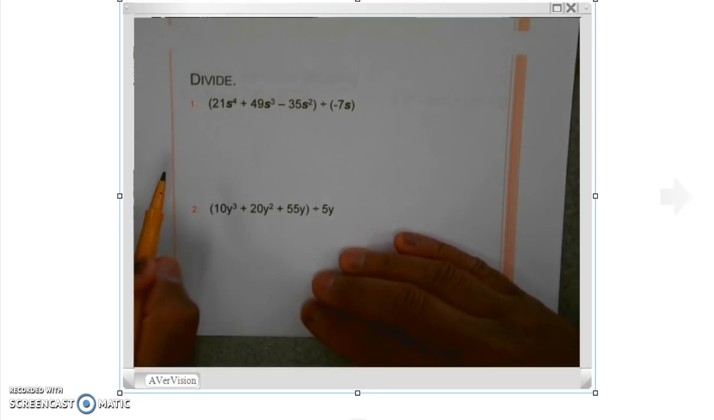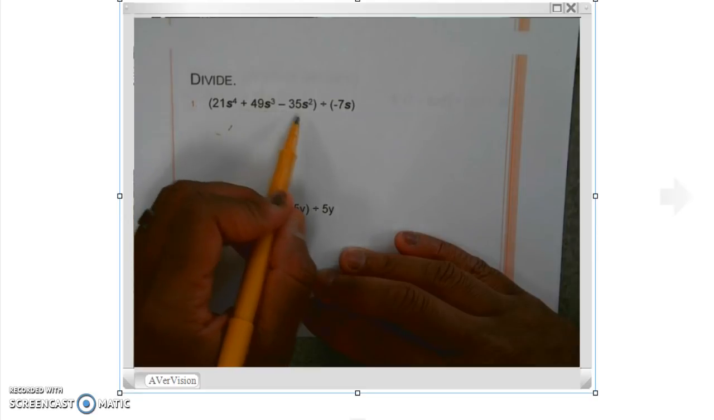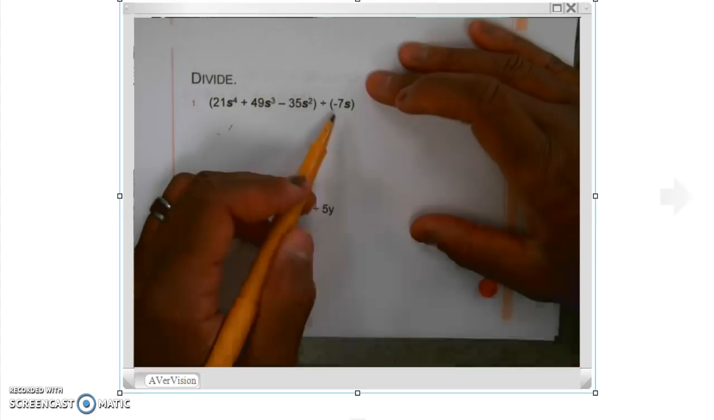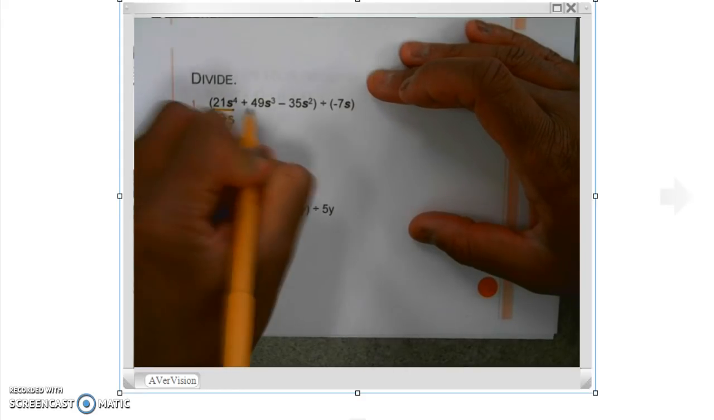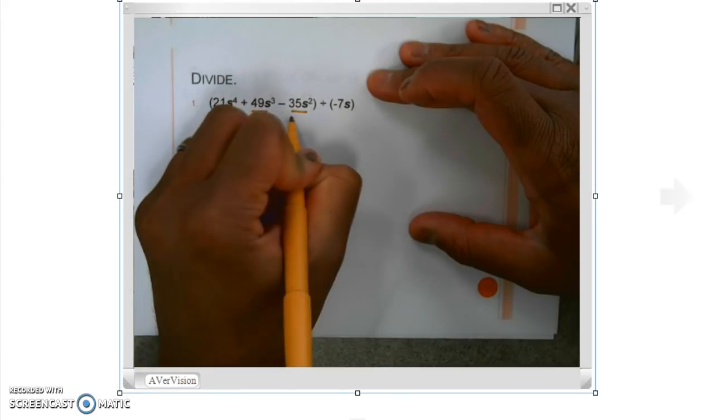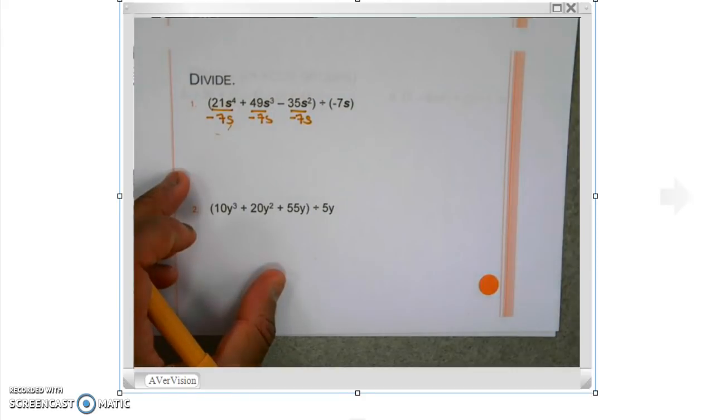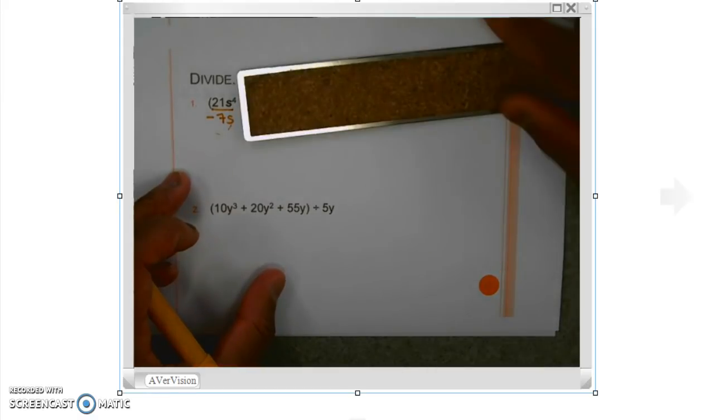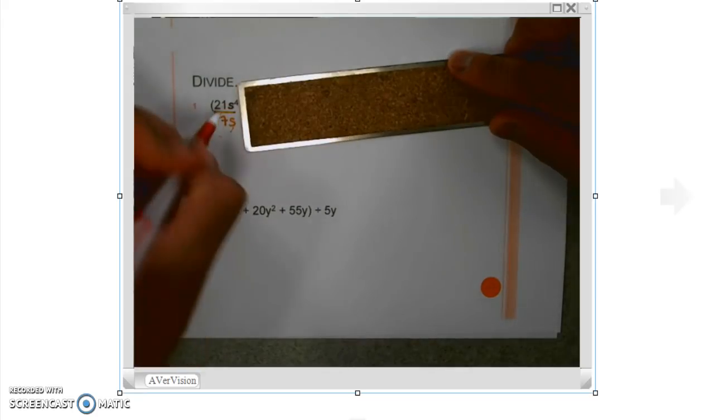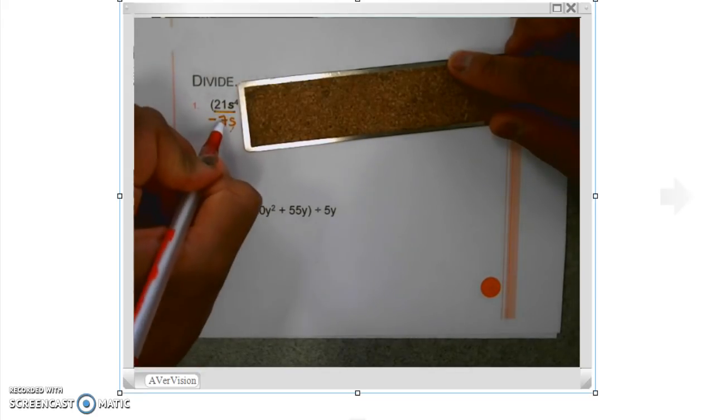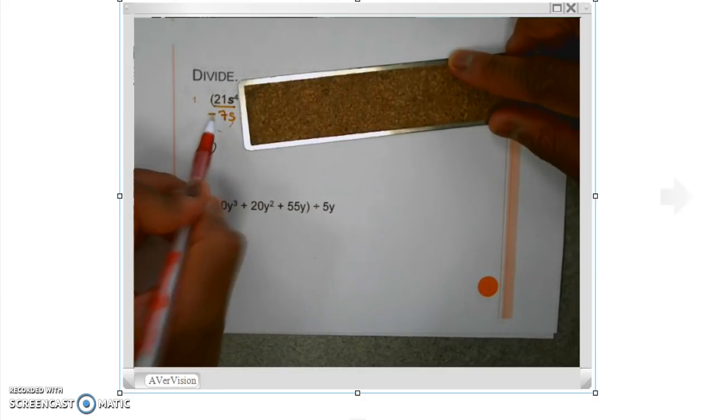Super basic. So if I have 21s to the 4th plus 49s cubed minus 35s squared, and I'm going to divide that by negative 7s, I'm basically going to divide each term by negative 7s. And I'm using the fraction bar instead. Why? Because I can reduce this pretty easily. So here's my first fraction, right here, and I'm going to look and see, okay, well, what goes into both of those numbers? 7. 7 actually goes into 21 evenly. How many times does 7 go into 21? 3 times. Is it positive or negative? Well, negative, because a positive divided by a negative is negative.